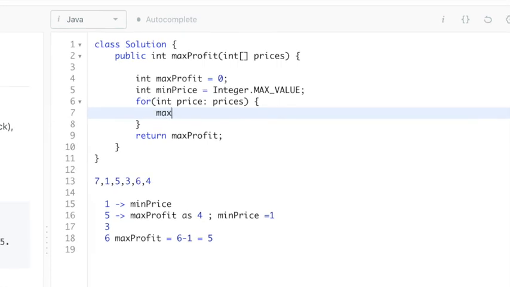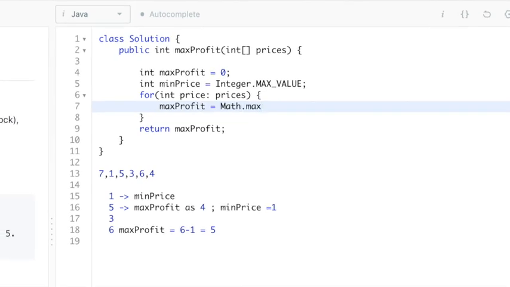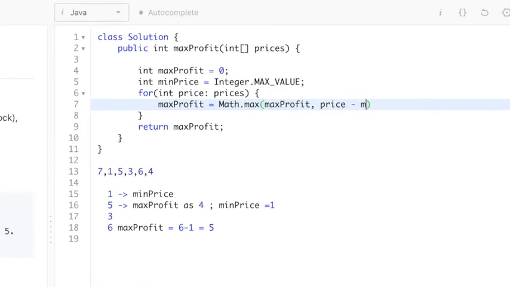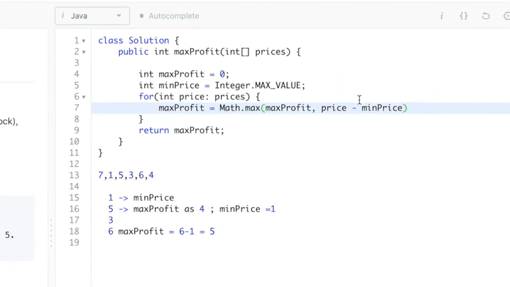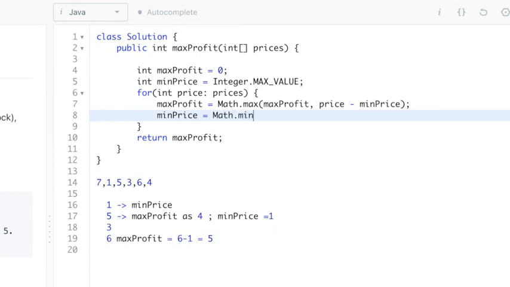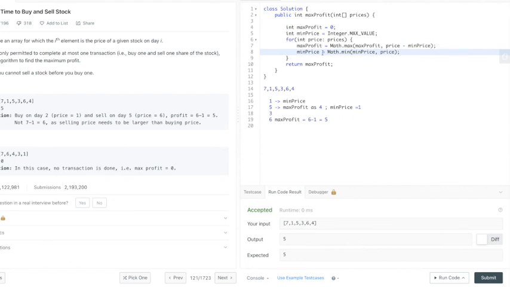So here max profit would be Math.max of max profit, comma, price minus min price. So price minus min price would give us the profit of that particular day, and min price can be updated as Math.min of min price, comma, price. So with a simple modification, we can achieve the same result in a single loop, and the time complexity of the solution reduces to O(n).